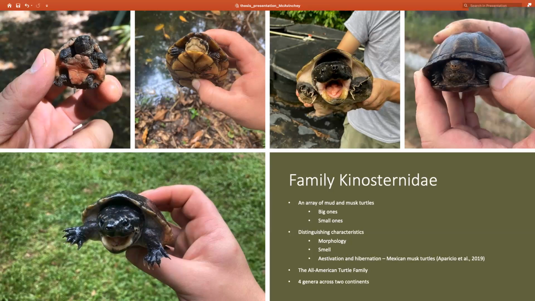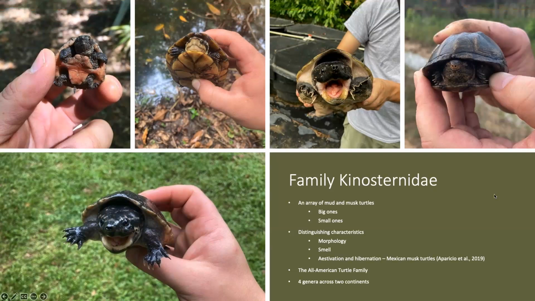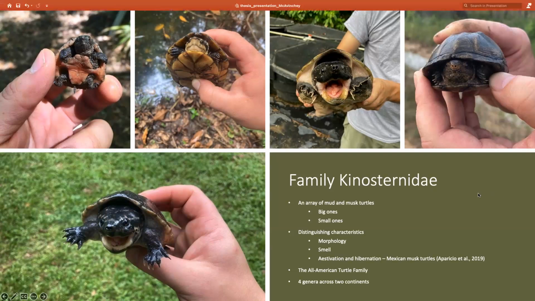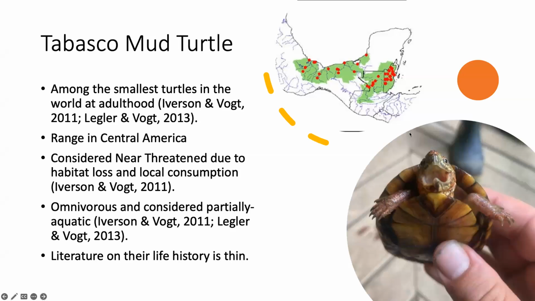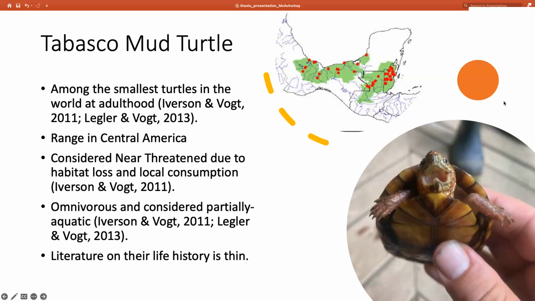I'm coining the term here, the all-American turtle family, because they're native to the Americas. They range from North America, not too high in latitudes, down to Central America, and then into South America. There's 4 genera across the 2 continents, each of which has a few species, except for one, which only has 1 species. So yeah, the focus of this thesis is on the Tabasco mud turtle.